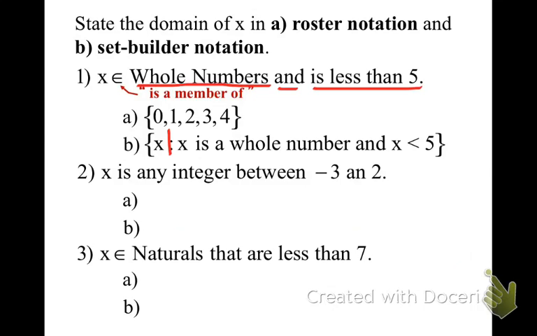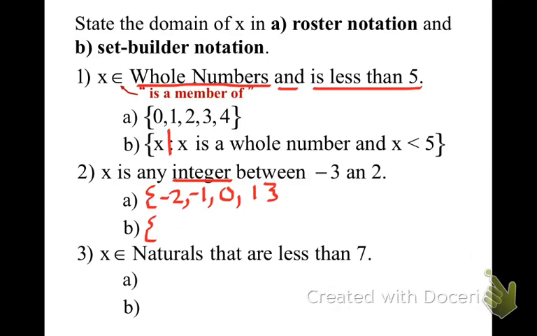Now, let's look at number 2. X is any integer between -3 and 2. Does that include -3 and 2? So in my roster notation, because that's A, I'm going to list -2. It has to be an integer. -1, 0, 1, and I don't list 2. Now in set builder notation, if you want, pause the recording and see if you can get it right.